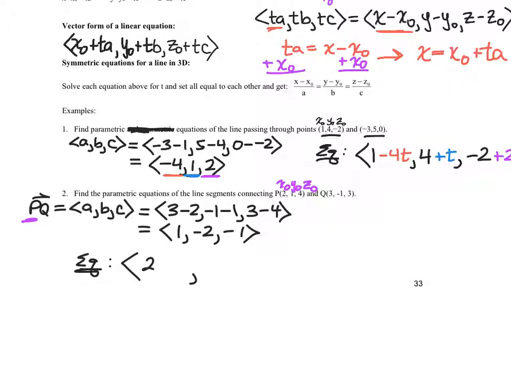I'll just write the x sub o, y sub o, z sub o parts. So 2, 1, 4, plus t, minus 2t, minus t. All right, all coming from these values here.